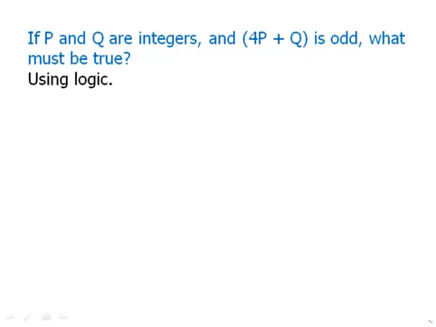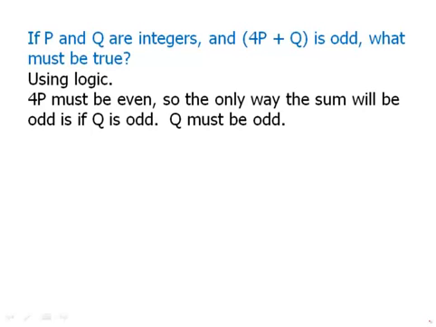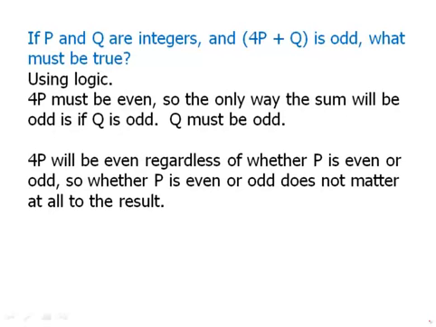Now again, using logic, think about this. 4p must be even because 4 is an even number. So the only way that the sum will be odd is if q is an odd number, so q must be odd. 4p will be even regardless of whether p is even or odd, so whether p is even or odd does not matter at all to the result.